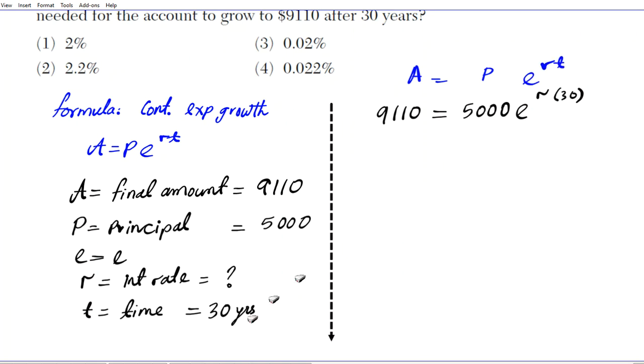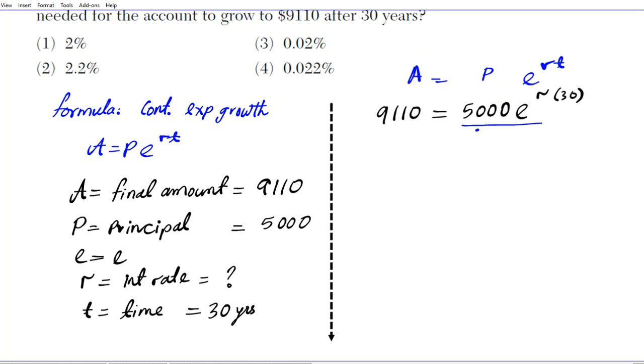Alright, so the goal is to get R by itself. So we're going to get rid of 5,000 first. Then use natural logarithm to get rid of the E. And then the last step will be to divide both sides by 30, which will result in the isolation of R, the interest rate, in decimal form. And then we'll finish off by converting that into percent format. Okay, let's execute the steps.